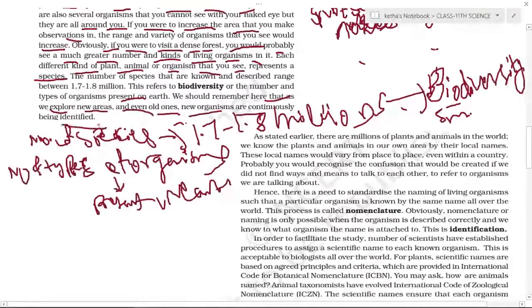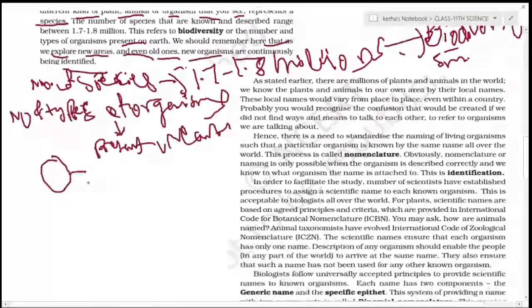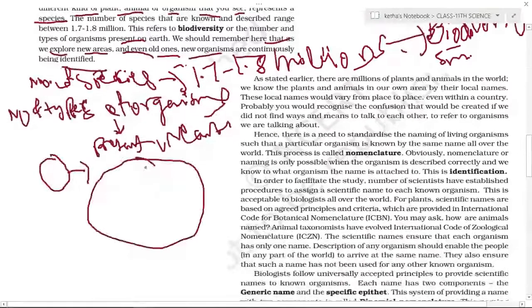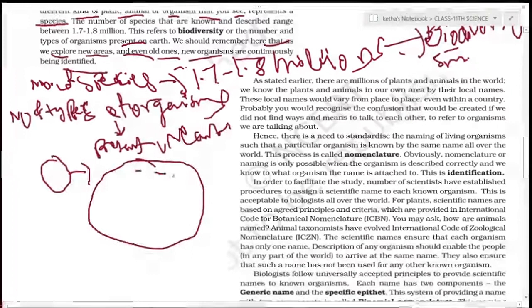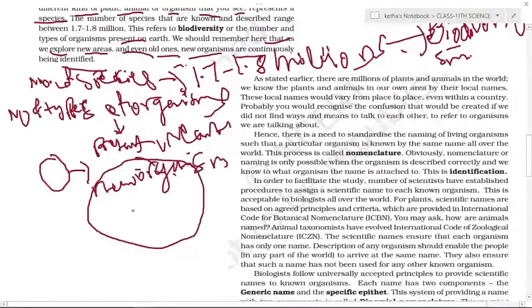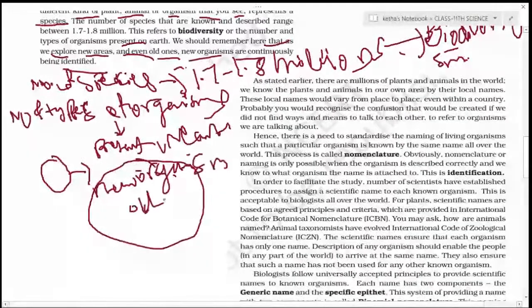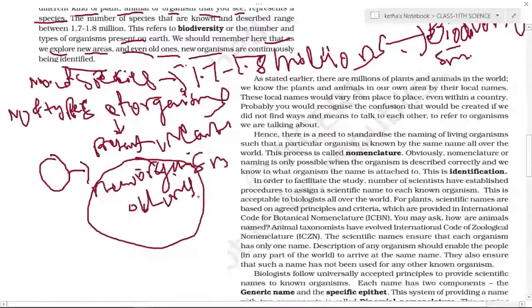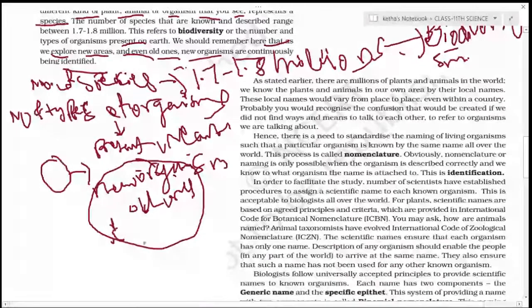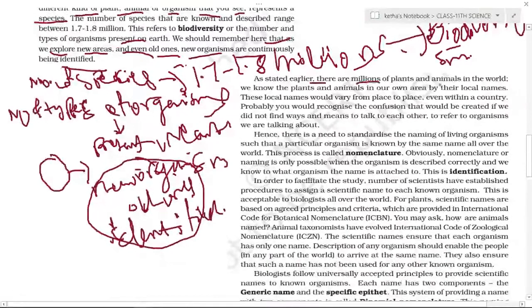So this is the dense forest. As we are increasing the areas, new organisms are found, and old ones of the plants are continuously being identified. New areas and even older ones, and new organisms are continuously being identified as the area is increasing. As stated earlier, there are millions of plants and animals in the world.